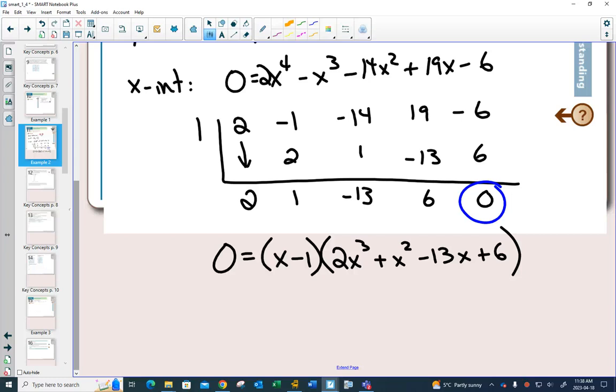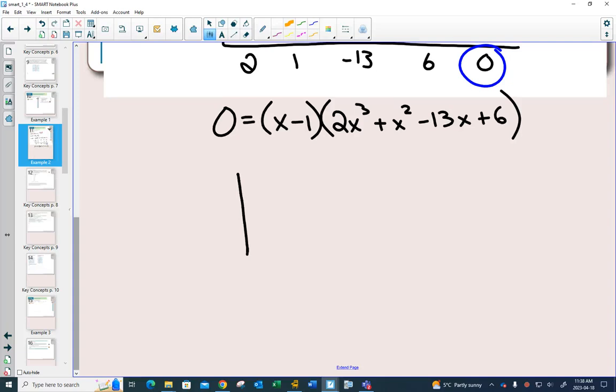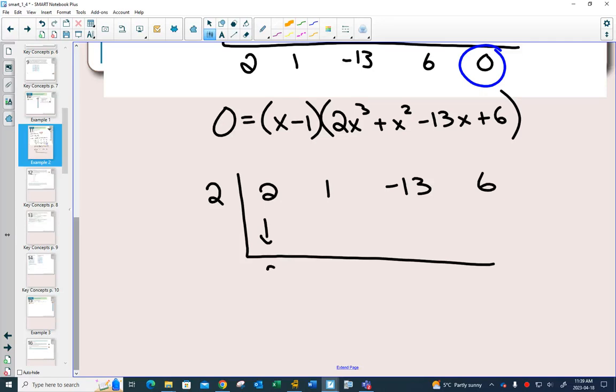So we would say, once again, the last number is a 6. We're going to try and figure out a number that works. Could be plus or minus 1, plus or minus 2, plus or minus 3, plus or minus 6. We're going to cheat because the textbook tells us already, hey, you should try 2. Okay, bring down the 2. Multiply, add, multiply, add, multiply, add, and once again, perfect. You get a remainder of 0.